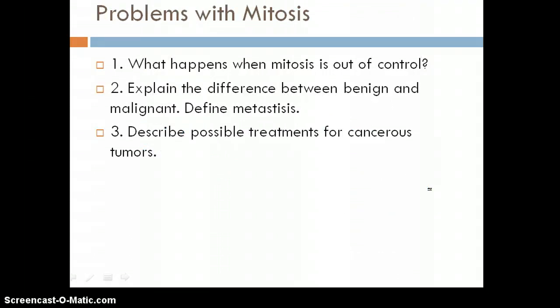Okay, some problems with mitosis. The last little part that we covered in notes was what happens when mitosis is out of control. Basically what happens is the enzymes don't function properly and it can lead to a tumor. This can be a benign or malignant tumor. The difference is that benign tumors are generally healthy cells and they stay in one spot, so they just make a mass. Malignant tumors are cancer cells, and they have the ability to move. Metastasis is when cancer cells move.